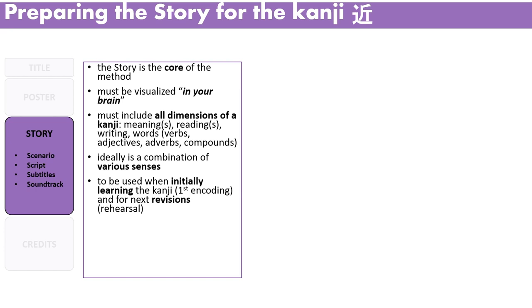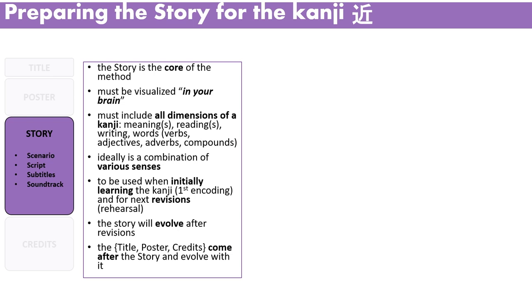The story will evolve. It is a very dynamic process, and chances are you will never play the same story exactly identically at each rehearsal. It's similar to the post-production on a film. You cut something you don't like, you change the order of scenes, you rearrange the scripts, you add a few more special effects, and so on and so on. And all this to improve the retention of the target information, the dimensions of the kanji you are learning. And finally, the title, poster, and credits come after the story and evolve with it.